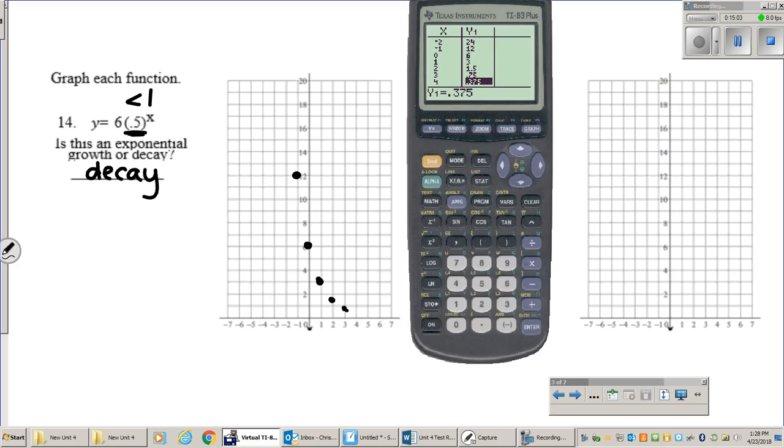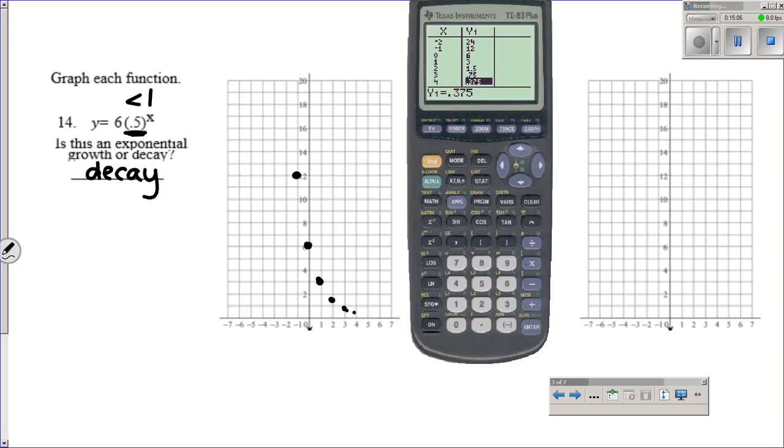Let's see if we can get one more. Let's see what we have next. And then 4, so it's just gradually getting closer to the x-axis. So it's leveling out. Make sure on your test you have some exact points plotted from the table. We do expect you to try to draw this as precisely as possible.